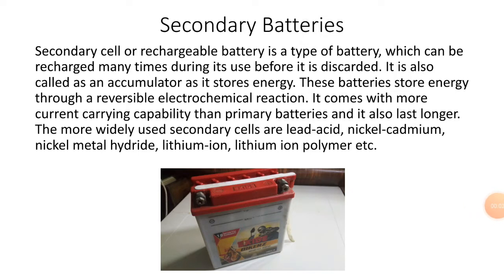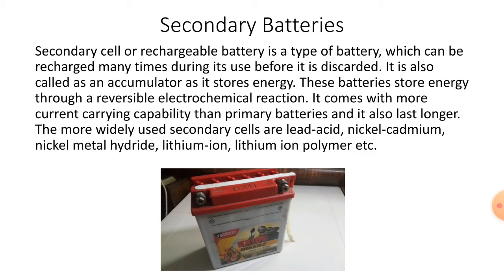Secondary batteries. A secondary cell or rechargeable battery is a type of battery which can be recharged many times during its use before it is discarded. It is also called an accumulator as it stores energy. These batteries store energy through a reversible electrochemical reaction. It comes with more current carrying capability than primary batteries and it also lasts longer.